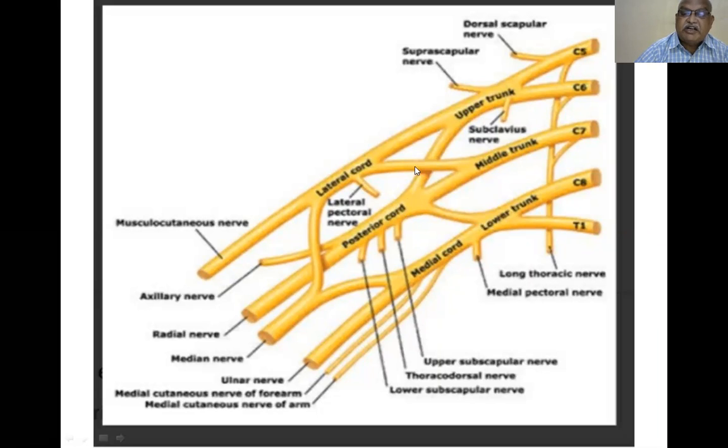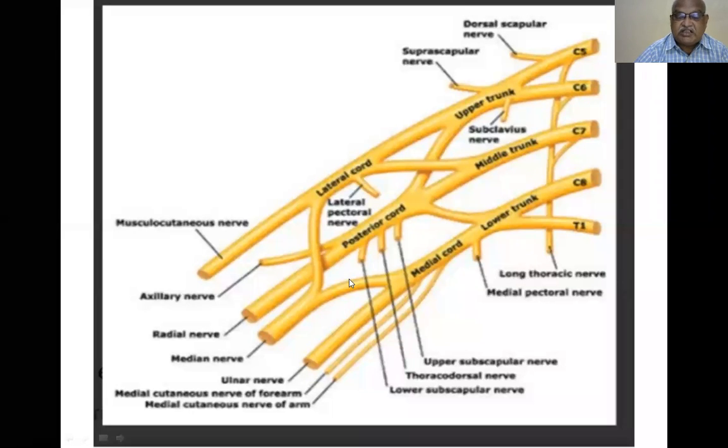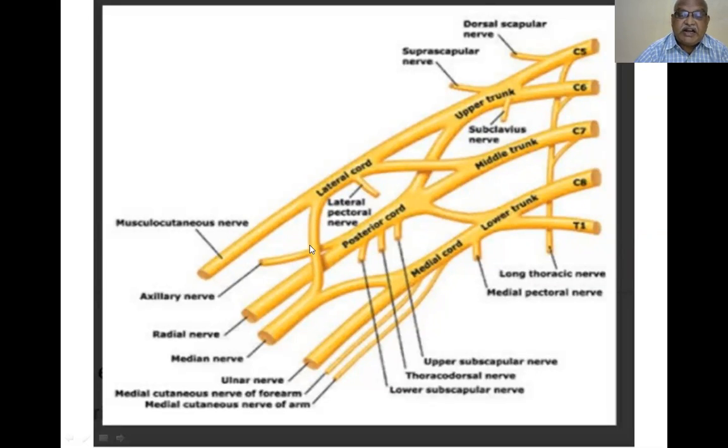All posterior divisions of the upper trunk, middle trunk and lower trunk unite to form the posterior cord, and the anterior divisions of the upper trunk and middle trunk unite to form the lateral cord. Now from the lateral cord, the lateral pectoral nerve arises. Then the musculocutaneous nerve arises, and a branch from the lateral cord, the lateral root, and a branch from the medial cord, the medial root, unite to form the median nerve.